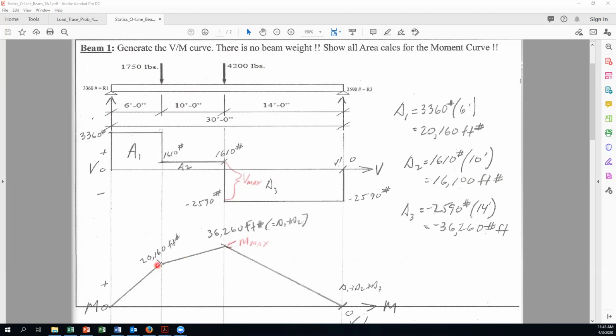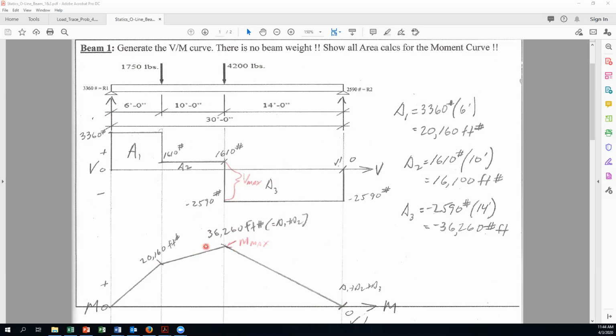The value of the moment curve at this point is area 1. The value here is whatever it was at area 1, plus area 2, or the summation of area 1 and 2. Some of you decreased it. And then from here to here, we better hope that area 3 is identical to this value to return to 0. So that was a typical mistake.